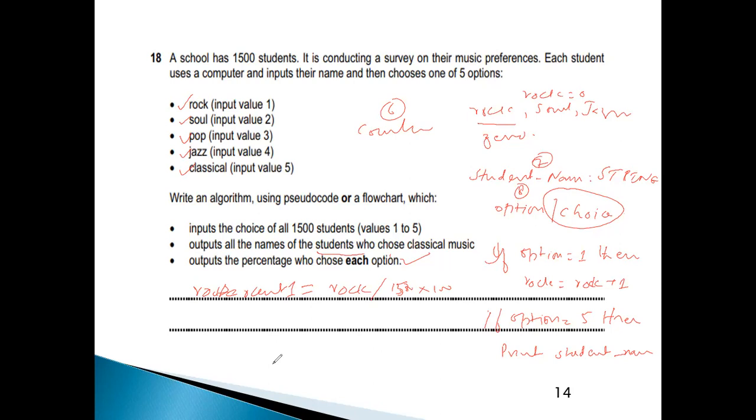Then you could do print rock percent, print soul percent, print pop percent, print jazz percent, print classical percent. There you go. So 90% of yours is right. So I'm showing you the output.